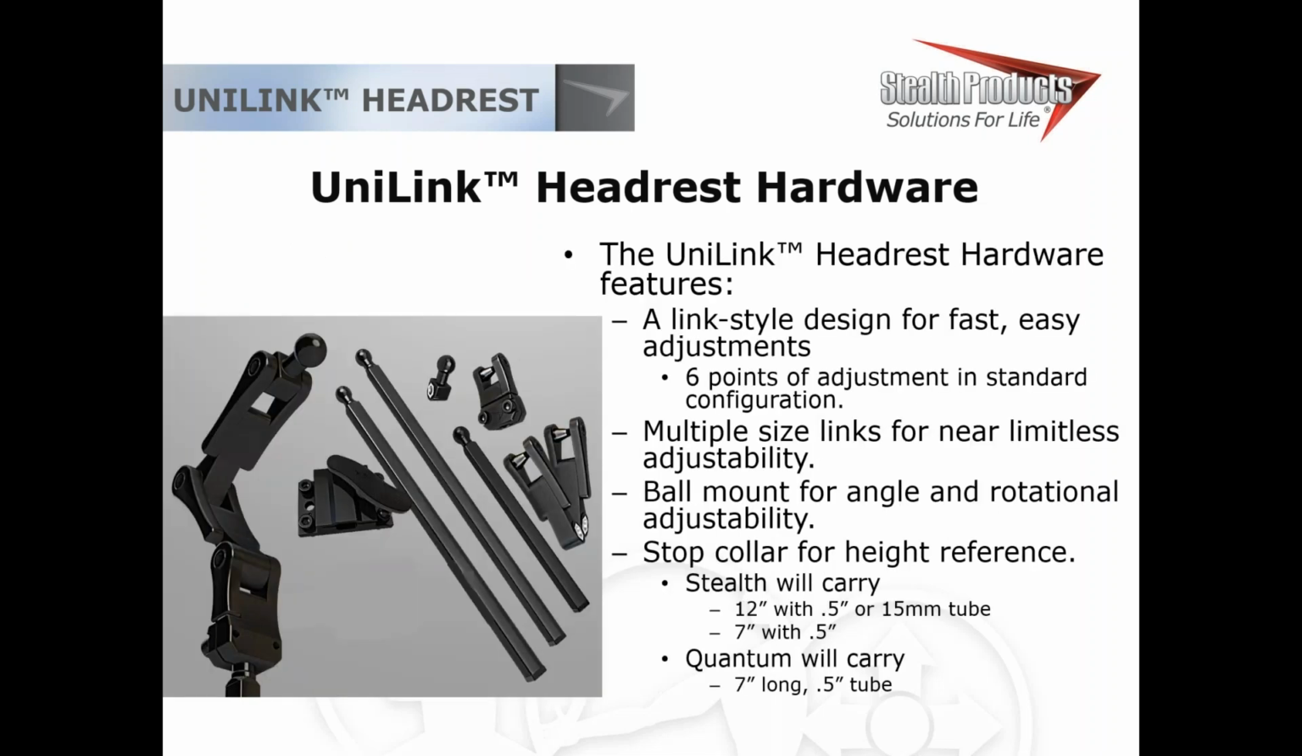The Unilink hardware is really going to give us that fast, easy adjustment in a link style hardware. You've got 6 standard points of adjustment. There's multiple link sizes you can add. Again, ball for angle and rotation. But what we're going to carry at Stealth, we're going to have a 12-inch long tube or down post in either 1/2-inch or 15mm tubing, in square tubing here. 15mm is typically international, where the 1/2-inch is here in the US. We'll also have a 7-inch in that 1/2-inch version, and Quantum is going to carry that same 7-inch long with 1/2-inch tubing.